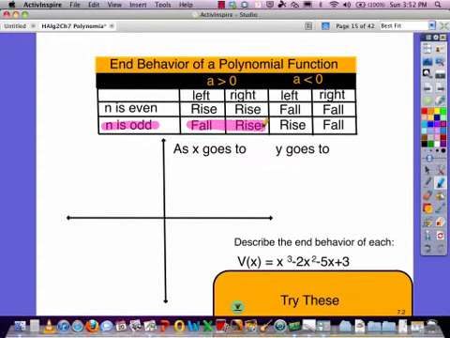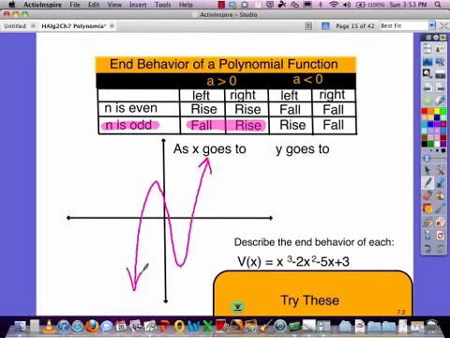Now, if we type in this equation, x to the third minus 2x squared minus 5x plus 3, and hit graph, we are looking for it falling on the left and rising on the right. Just to give you an idea of what my grapher gave me, it's down here, then it rises and comes up here. It crosses a little past the origin, comes down here, and then comes back up.